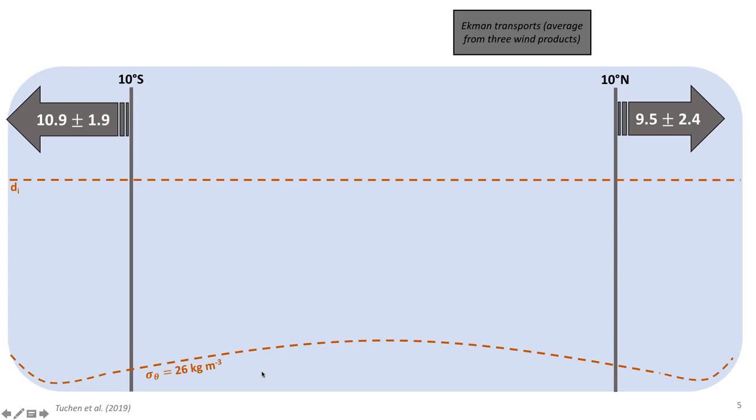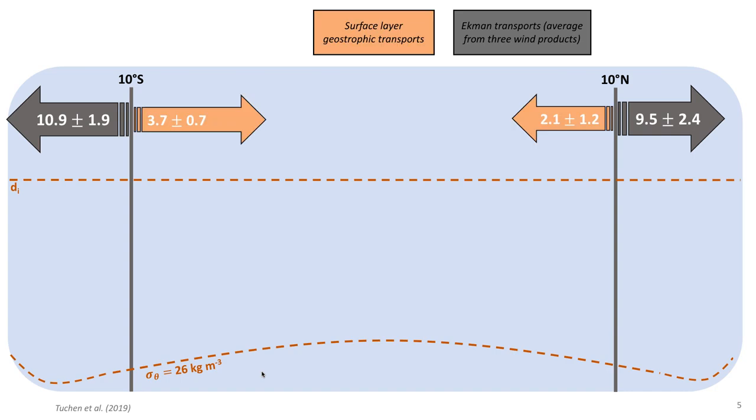Right, and then we just used all the data that we could find. We estimated the Ekman transport, which is quite symmetric, reduced by the surface layer geostrophic transport, estimated by Argo data, and this leads to a net transport divergence of 14.6 Sverdrups.